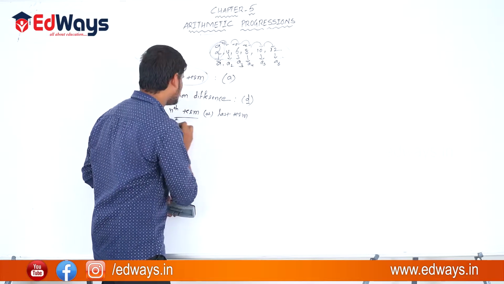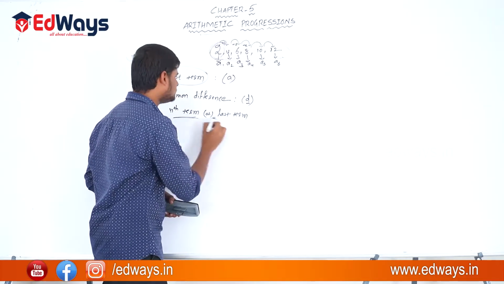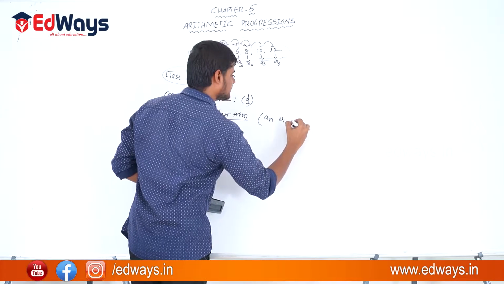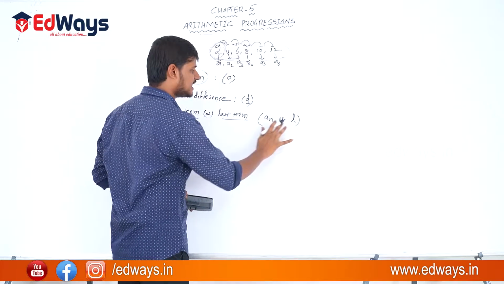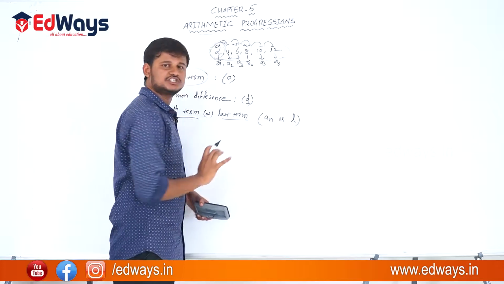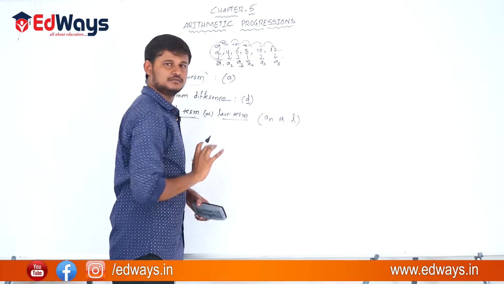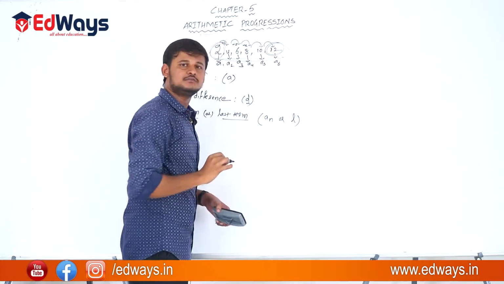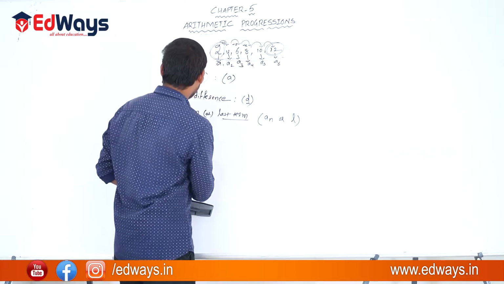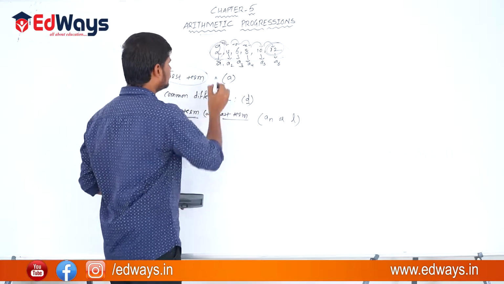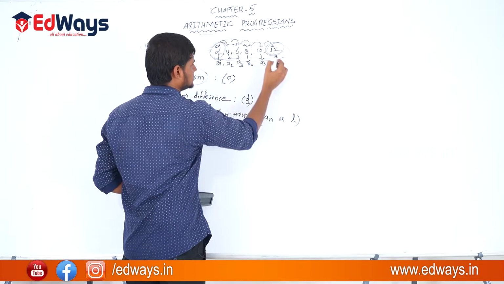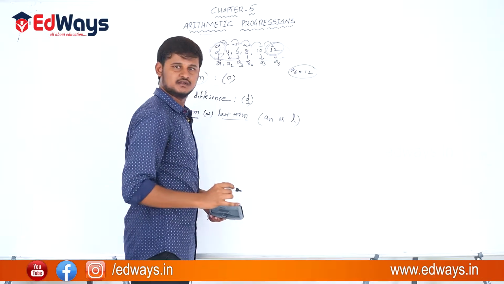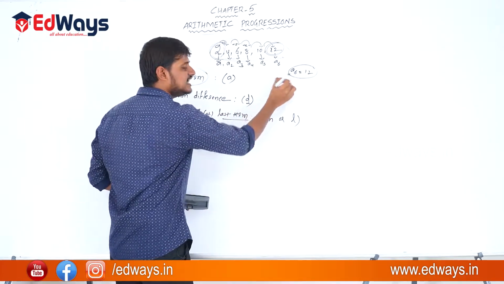And the last one is called an or l, the nth term or last term. Both are the same. The last term of the progression is called the nth term. So suppose 3, 6, ... here a6 is equal to 12. a6 is the last term here. So instead of nth we have a6.